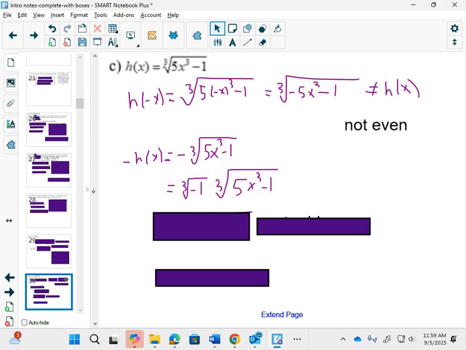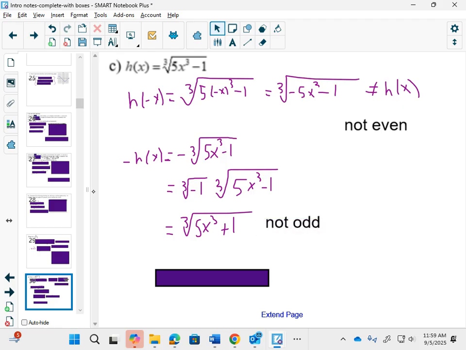Method 1, I put the negative inside. Does it make sense that a negative 1 is the same thing as the cube root of negative 1? And if I have radicals that are the same index, the same cube root, then I can put them together and this becomes 5x cubed plus 1. So that's me putting the negative inside. They don't match up. It's not odd.